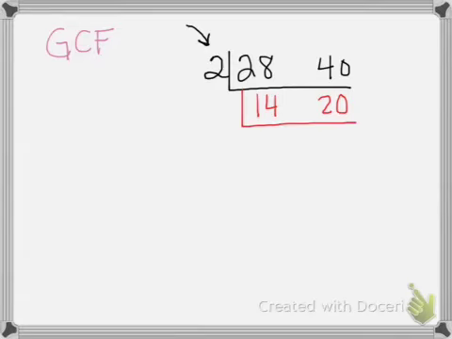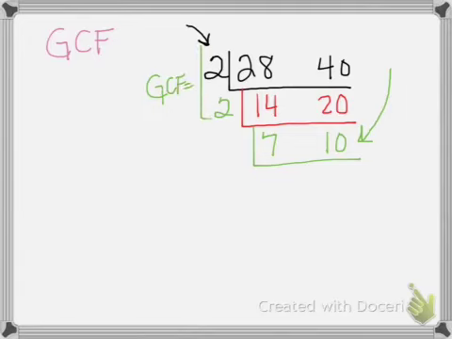Now I need to see if I have a number that will divide 14 and 20, and there is a prime factor. It's 2. So 14 divided by 2 gives us 7, and 20 divided by 2 gives us 10. Now, is there a prime factor that can divide both 7 and 10? There is not, which means I'm done. So my GCF equals, let me box this, 2 times 2, which is, you guessed it, 4. So our GCF of 28 and 40 is 4.